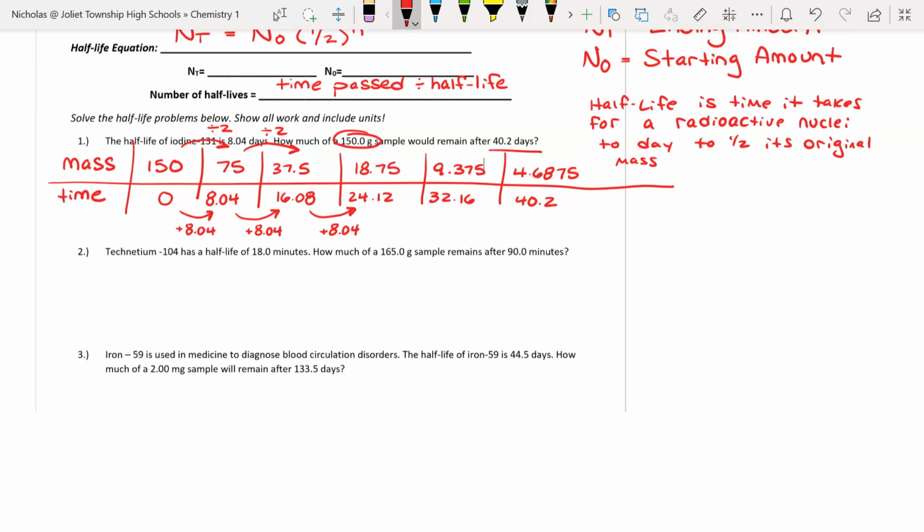Okay. Now the question wanted to know how much of the sample would remain after 40.2 days. In this case, I've got up to 40.2 right here, so I'm just going to look at the mass that's there, and my answer would be 4.6875 grams. And that's my answer for the first one. So let's take a look at a couple more. Now for this next one, I'm going to grab a calculator and I'm going to use the half-life formula, so stand by.